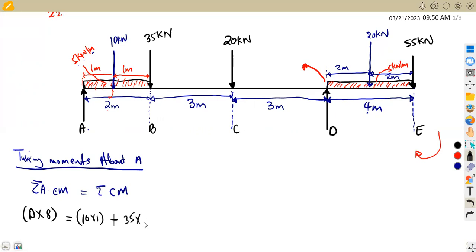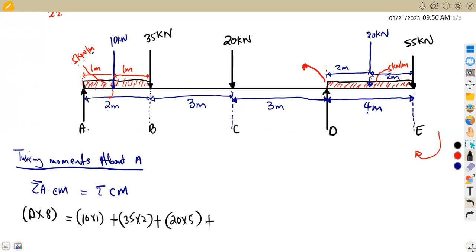So that's 35 times 2 plus, we move on to 20. 20 back to A here. This is 3 plus 2, which is 5. So it's going to be 20 multiplied by 5 plus, we still have 20 here back to A. So remember, this is 3.